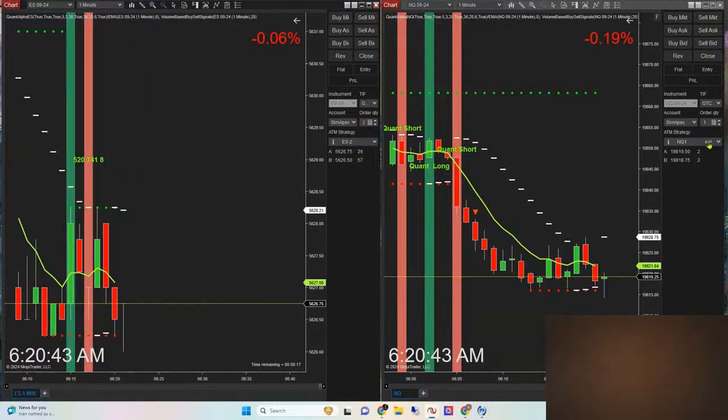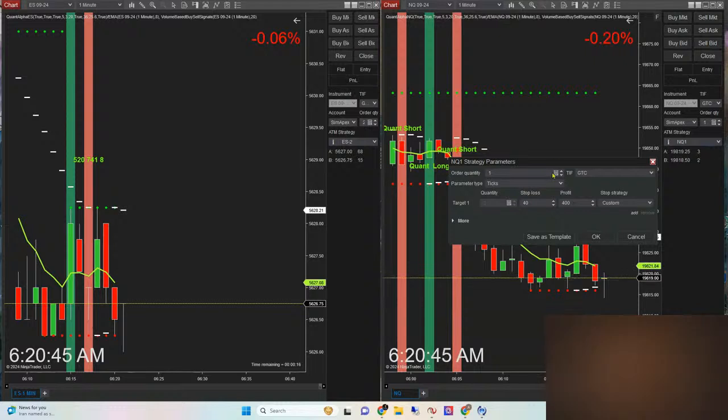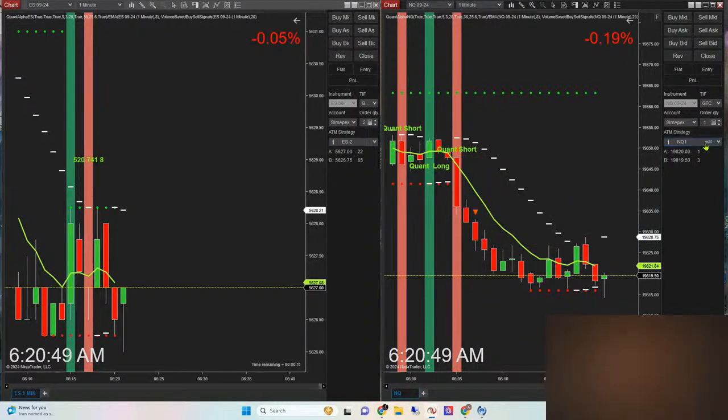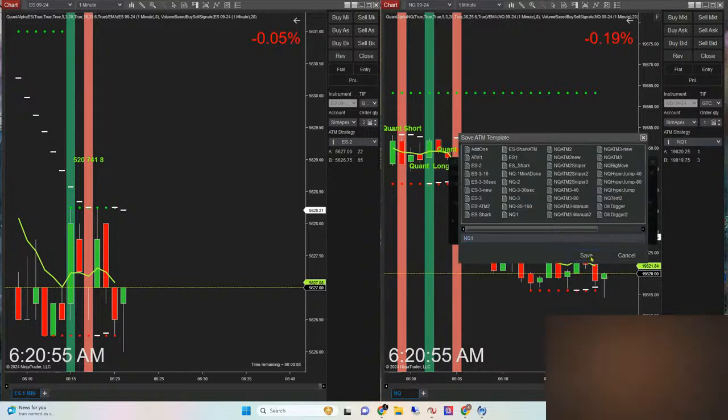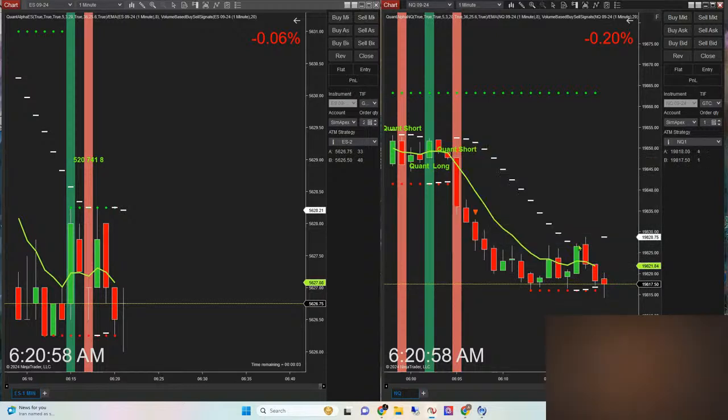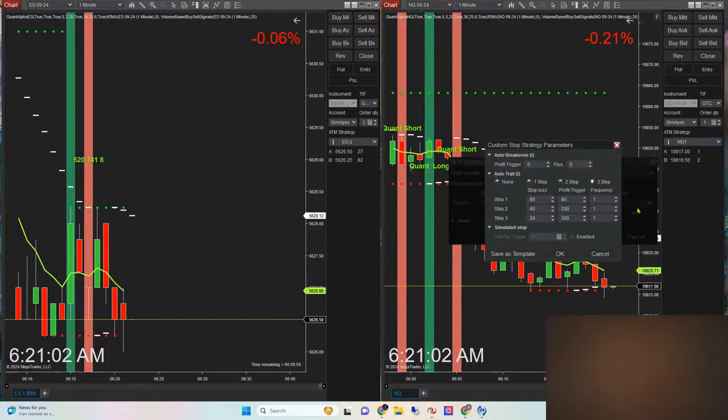Right? Trade one contract of NQ today. For the stop loss, I'm going to make it 80 because it's going to be above or below the signal bar. So the stop loss for NQ is above or below the signal bar. Profit trigger 80, stop loss 80. Once the profit trigger is 80, you trade at stop 80.